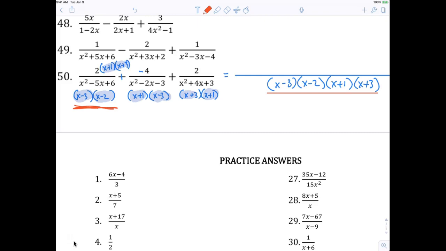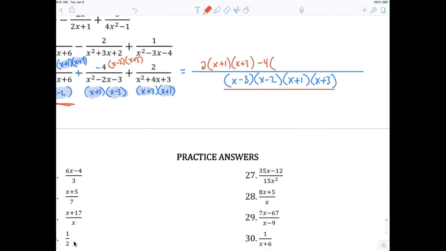So now I'm just going to do this. 2 parentheses x plus 1 times x plus 3 so I can show you all the steps. And then it would be a minus 4. And then what? What am I multiplying the other one by? X minus 2, x plus 3. I think x minus 2 and x plus 3. Is that correct? All right. So x minus 2, x plus 3.